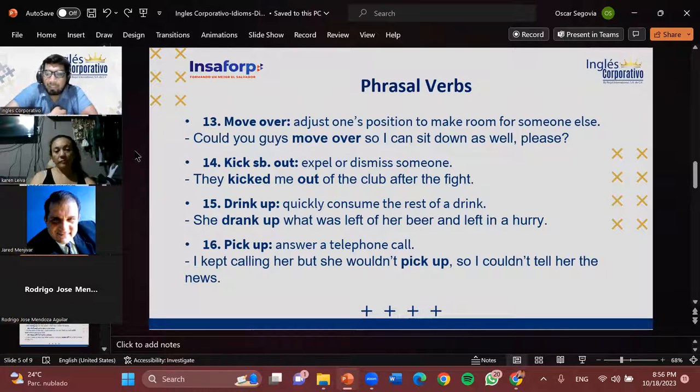But the idea is not necessarily that you have to pick it up. The idea is that you actually have to tap or slide on the phone for the call to connect. So that's what is referred to as pick up: the idea of connecting the call, not necessarily the action of picking your phone and bringing it to your ear, because that is part of the process, yes, but it's not what we refer to when we say pick up. And we have an example. I kept calling her, but she wouldn't pick up, so I couldn't tell her the news.